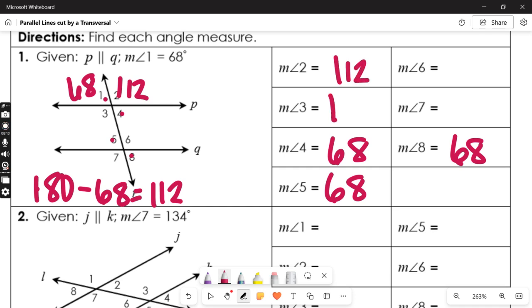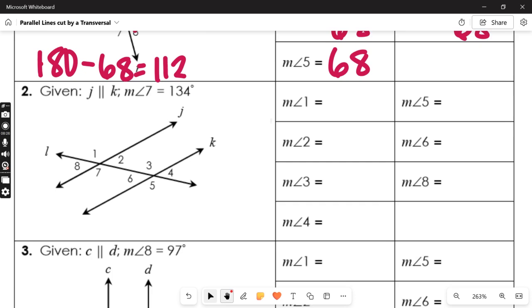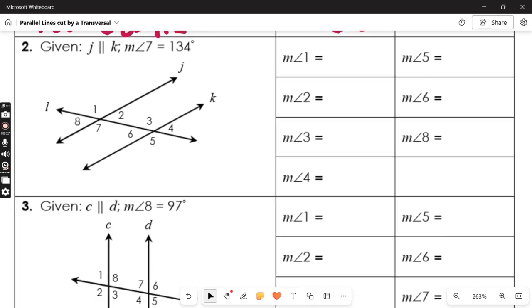But 3 is vertical, so it's 112. 6 is corresponding, so it's 112. And 7 is equal to 6, so it's 112. Okay, so on parallel lines, if you have one angle, you can find all the other angles when it's two parallels cut by a transversal.